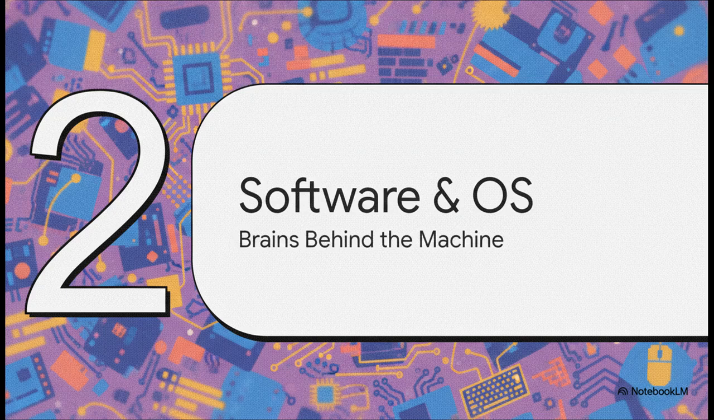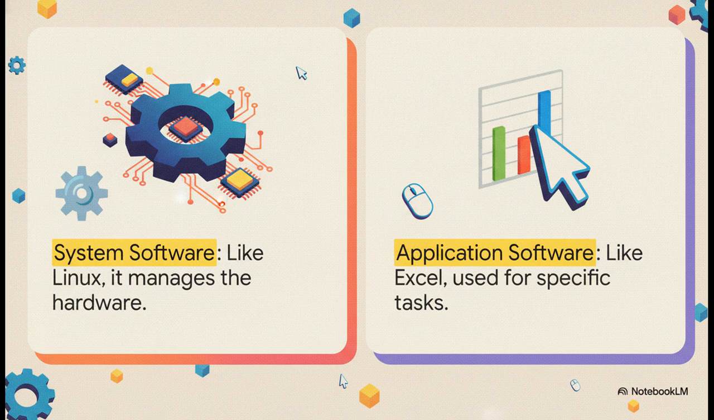Section 2. Software and Operating Systems. The brains behind the machine. Now that we have our physical hardware sorted out, how does it actually know what to do? Well, this comparison clears up a very common exam trap. You've got system software, like the Linux operating system, which runs the computer itself and manages the hardware behind the scenes. Application software, however, like Microsoft Excel, is the tool that you, the user, actually interact with to do specific tasks, like crunching numbers.